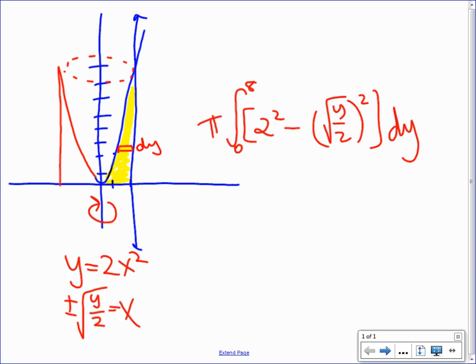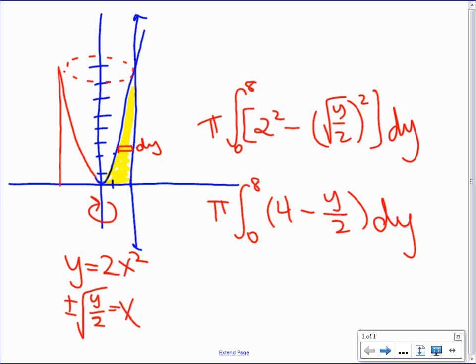When you plug it into your calculator, you can use x and it'll still give you the same thing. This isn't a very hard one to integrate, though, is it? So we have 4 minus y over 2. We can integrate this one pretty easily by hand. Go ahead and do it in your calculator. That'll be nice.